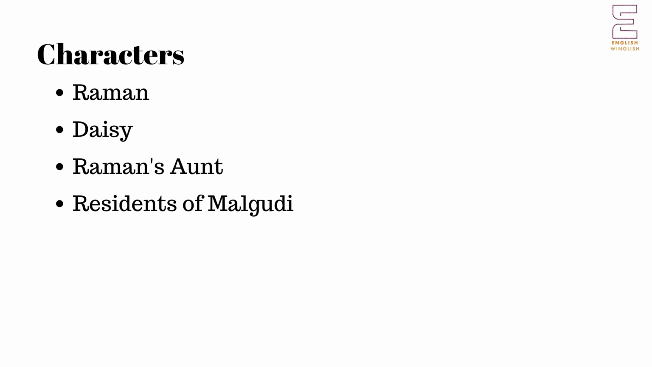Characters. Raman, embodiment of tradition and modernity. Raman, the sign painter, navigates the space between tradition and modernity. Initially content with his routine life, his encounter with Daisy challenges his views and forces him to confront his own beliefs about love, work, and societal expectations.